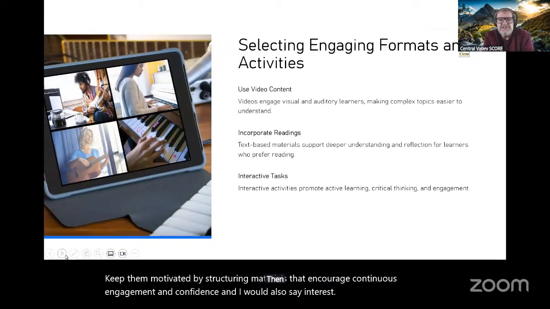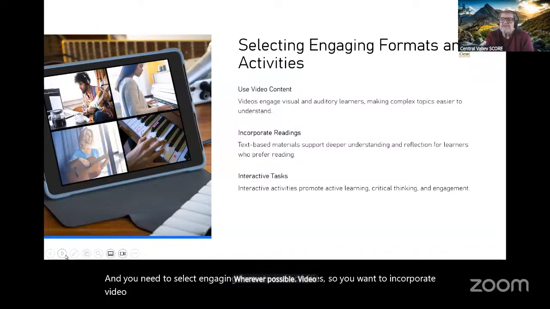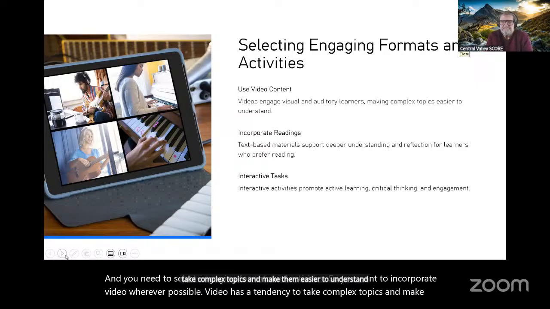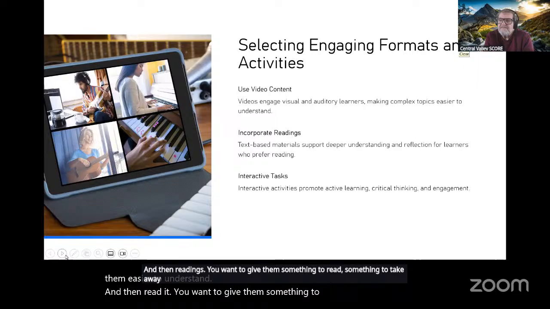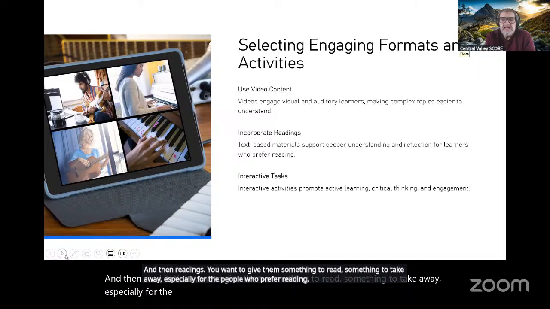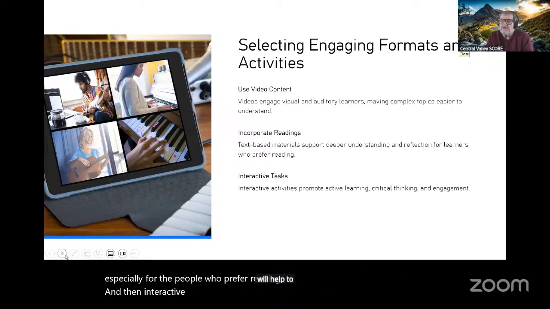Then you need to select engaging formats and activities. So you want to incorporate video wherever possible. Video has a tendency to take complex topics and make them easier to understand. And then readings. You want to give them something to read, something to take away, especially for the people who prefer reading. And then interactive tasks will help to promote critical thinking and engagement along with active learning.